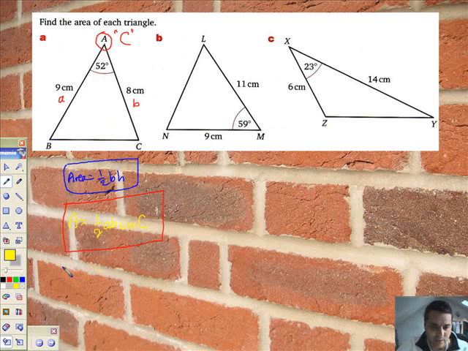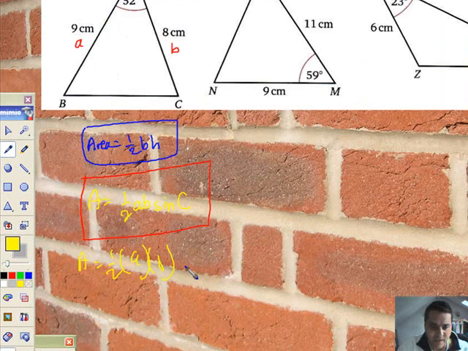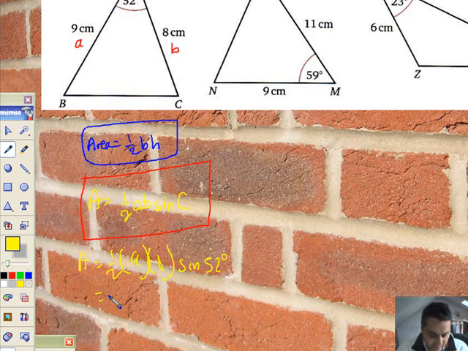So let's just do one really quickly. The area equals a half times 9 times 8 multiplied by the sine of angle 52. You can pick this up straight away with your calculator. 9 times 8 is 72, so 72 times 0.5, times the sine of 52, gives me 28.36, so 28.4 centimetres squared, of course, because the base unit is centimetres.